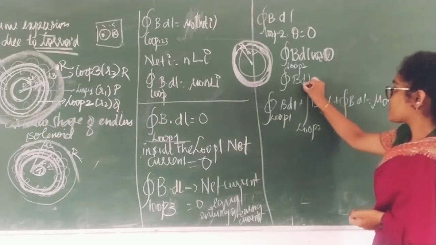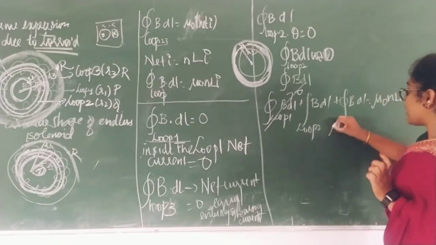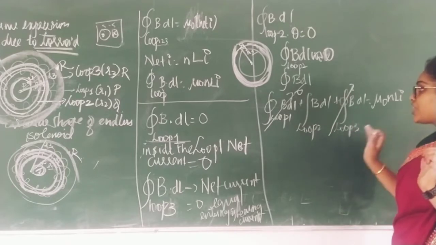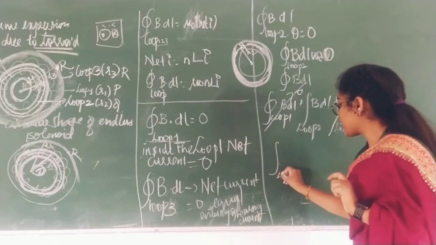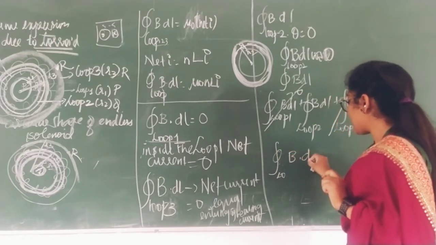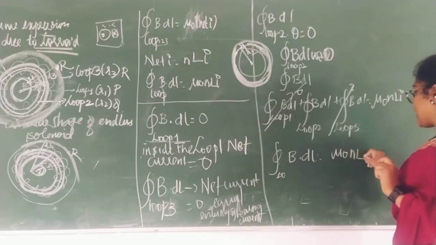Okay dears, this is 0, net current is 0, inside there is no current. Here net current entering and leaving both are there, therefore here it becomes 0. Therefore the line integral of B dl is equal to mu naught n Li.